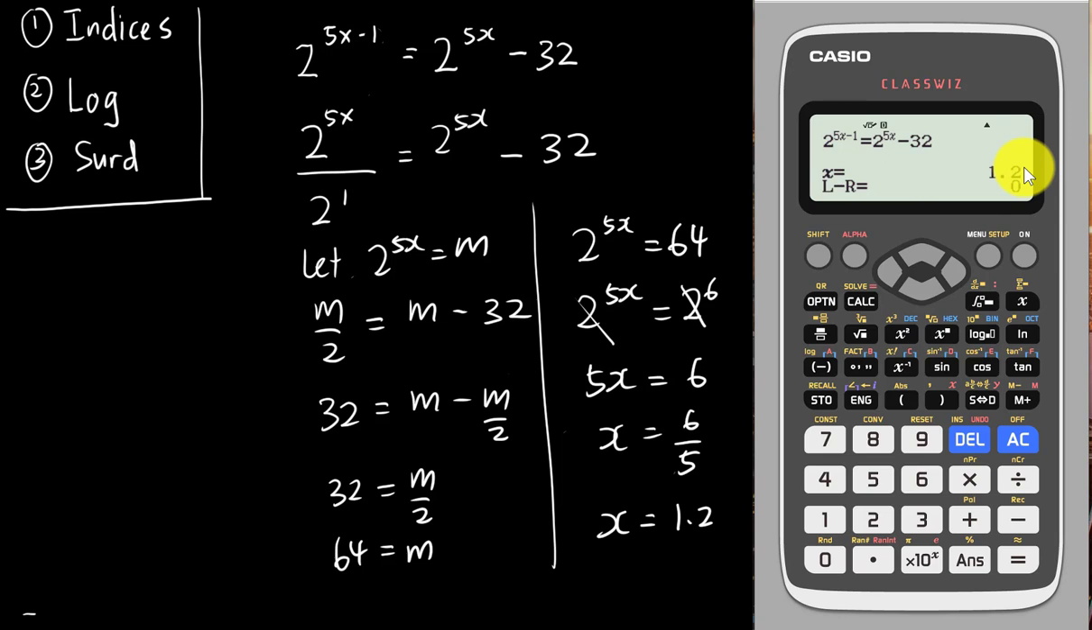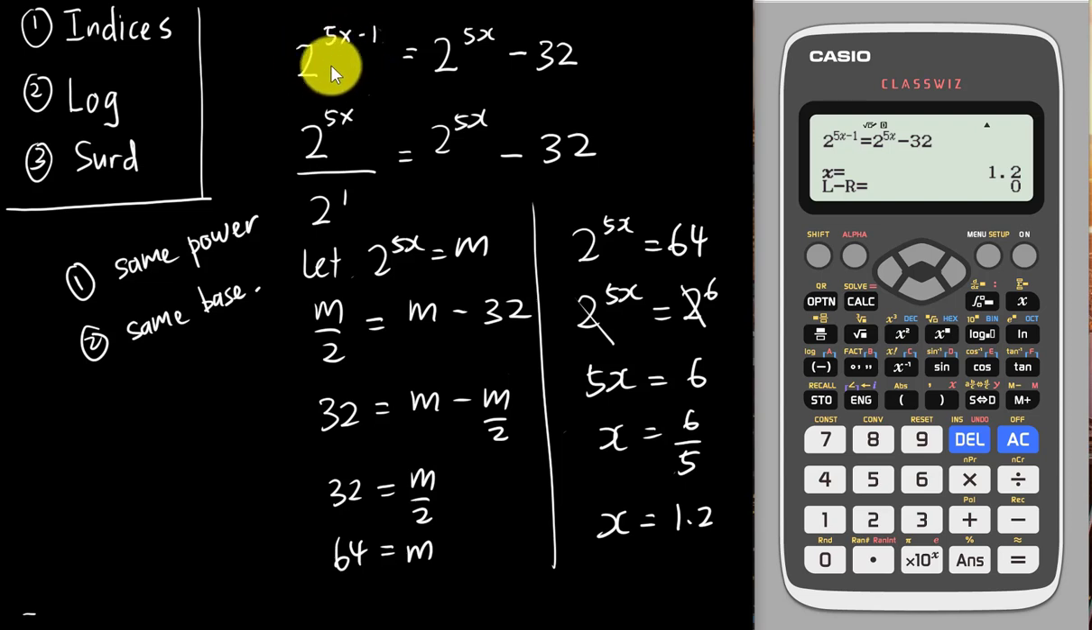Alright, like what I said at the beginning, not all equations you can straight away type into the calculator. There are some conditions in order to use this calculator to solve the indices for you. The first condition is they must be the same power. And the second condition is they must be the same base. What do I mean? If today this is 2 power of 5x, and then this one is 4 power of 5x, you realize they have different bases, right?